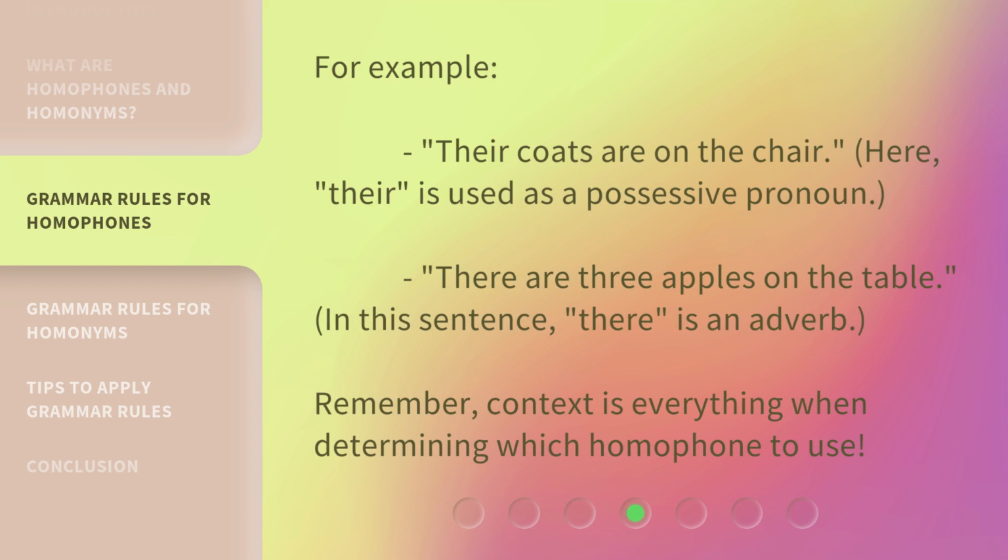For example, their coats are on the chair. Here, their is used as a possessive pronoun. There are 3 apples on the table. In this sentence, there is an adverb. Remember, context is everything when determining which homophone to use.